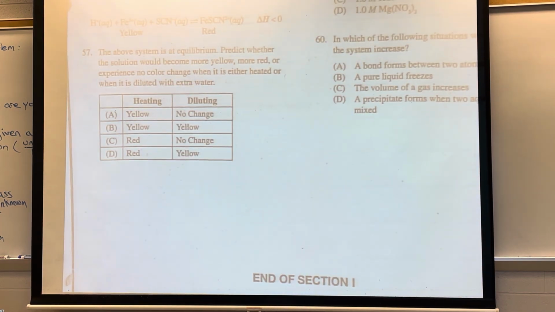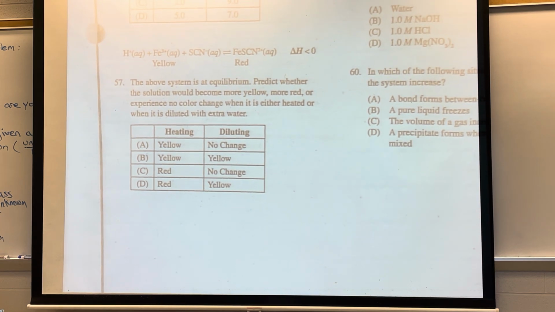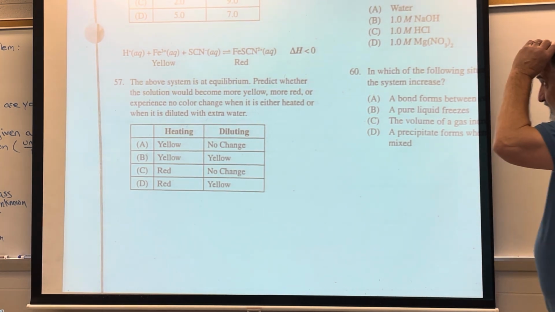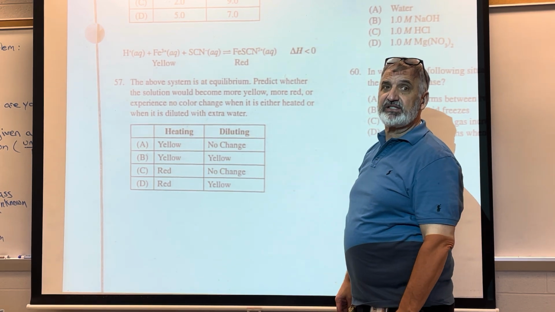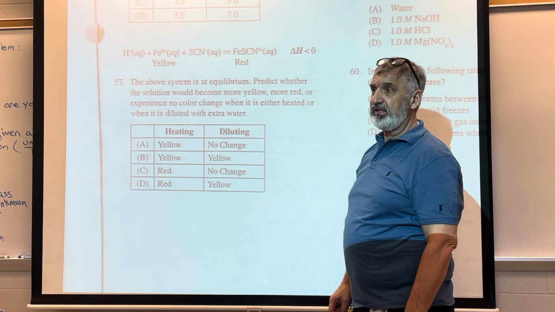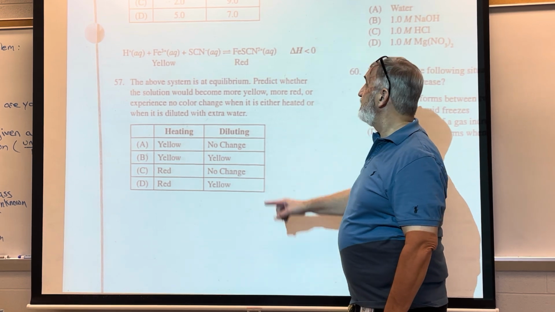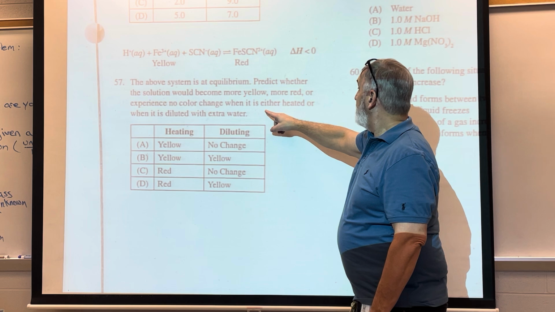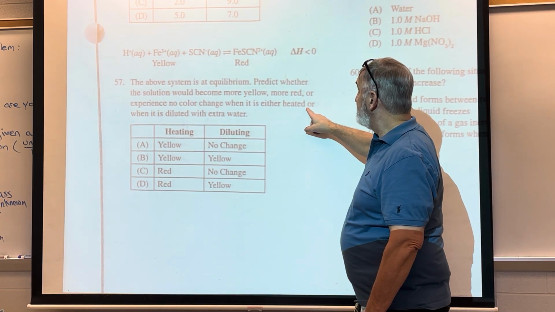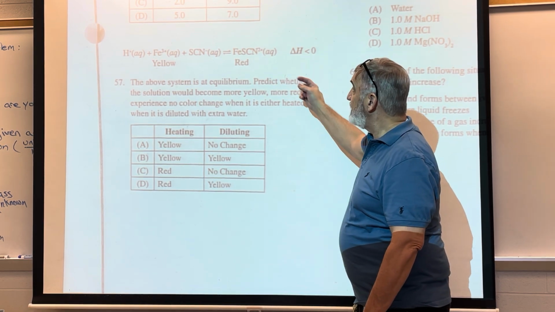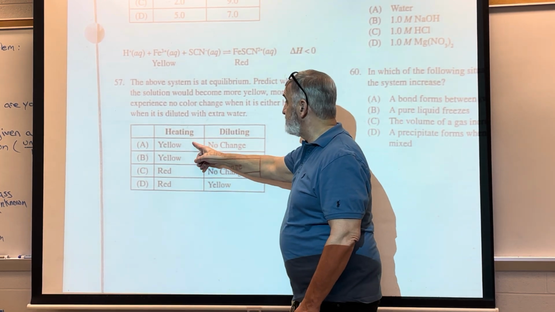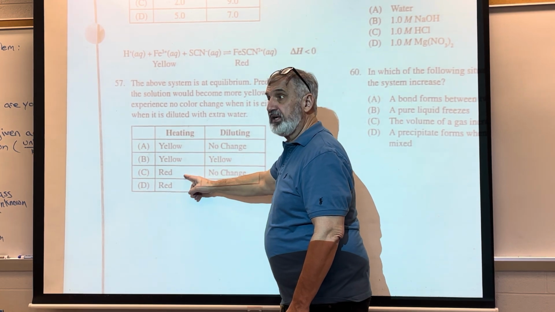This one should look kind of familiar because it's kind of like the equilibrium lab that we did. Predict whether the solution becomes more yellow when either is heated. If delta H is less than 0, a lot of y'all struggle with this, is it endo or exo? Exo. So where does heat go? On the product side. So if I heat it, which way is it going to go, towards red or towards yellow? Towards yellow.